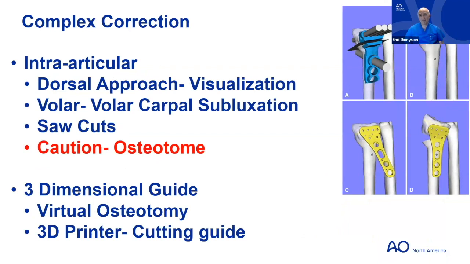When it comes to complex correction, sometimes intraarticular visualization may be helpful. Sometimes there may be volar carpal subluxation that we may have to correct. Of course, every time you look volarly, you may disrupt the volar ligaments that may need to be repaired. Sometimes it's easier to dorsally look inside the joint.